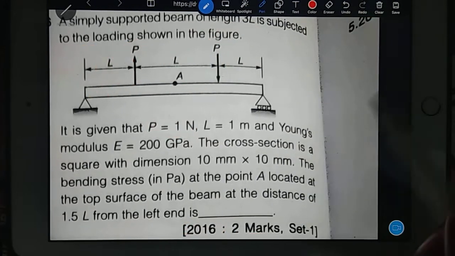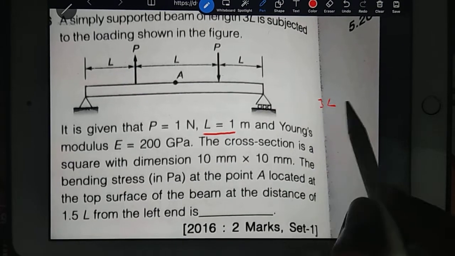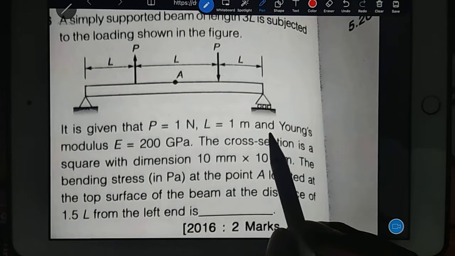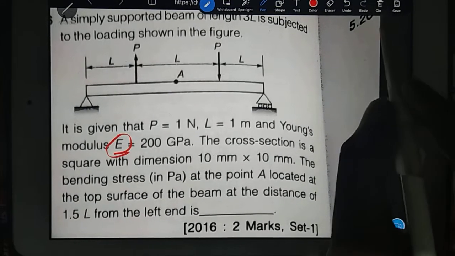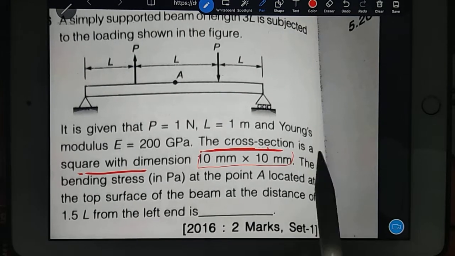Now you see, the total length is 3L, and every L is 1 meter. So this is also 1, 1, 1. Then Young's modulus E value is given. The cross section is 10 into 10 square.